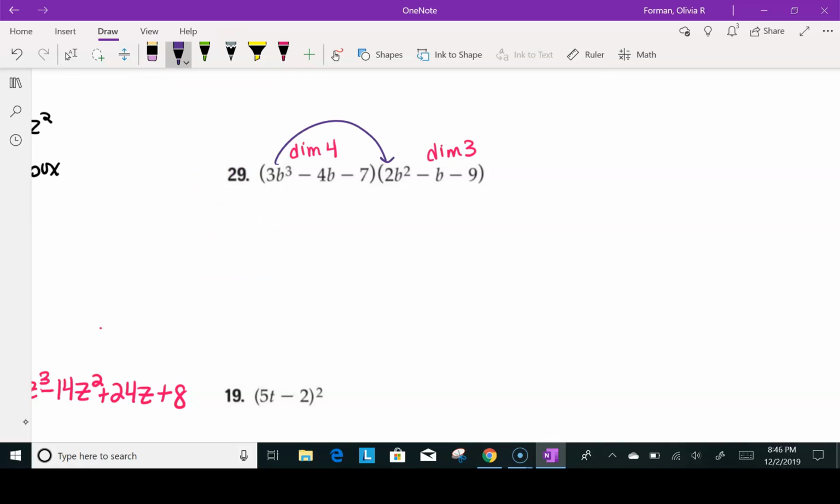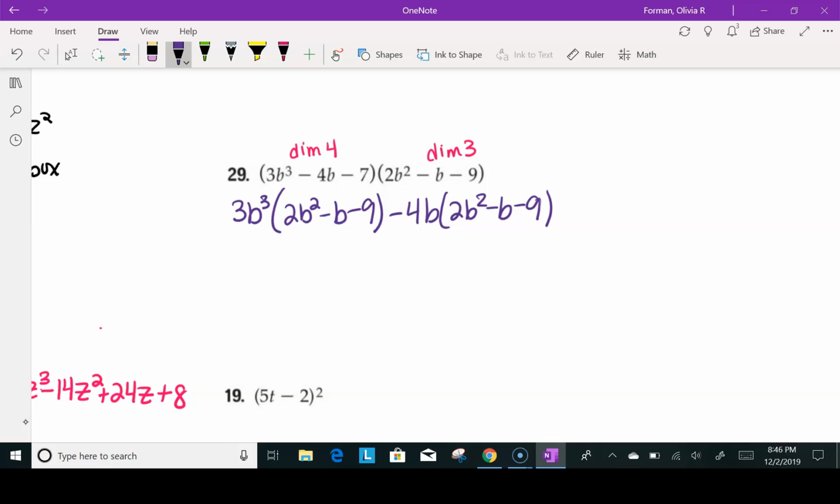So each of these terms go to each term in the second one. I break apart that first polynomial, 3b cubed. I take that times 2b squared minus b minus 9. I go on to the negative 4b next and multiply that by 2b squared minus b minus 9. And then I take that negative 7 and I take it times 2b squared minus b minus 9. And so this is the one that I split up. Here's the one that's sticking together. And all we're doing is making sure that every term distributes through.